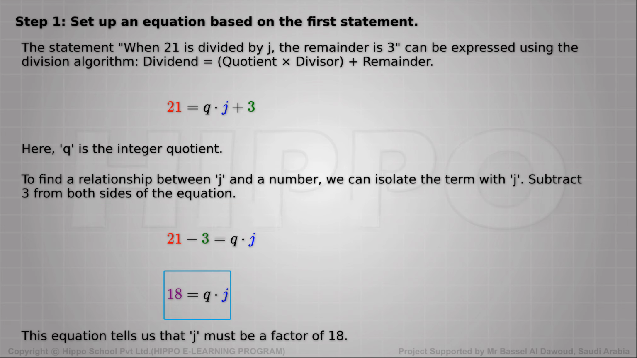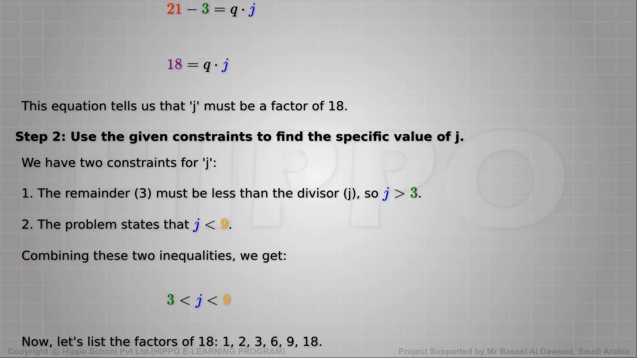21 minus 3 gives us 18. This leaves us with a very important relationship. 18 equals q times j. This tells us that j must be a factor of 18, meaning it divides into 18 with no remainder. Now for step 2.